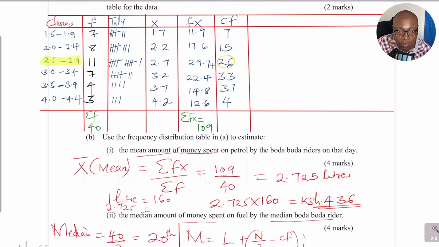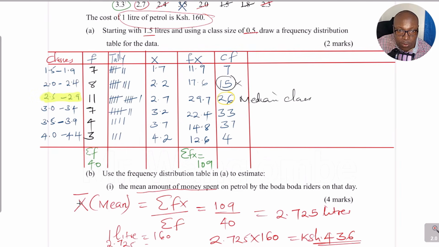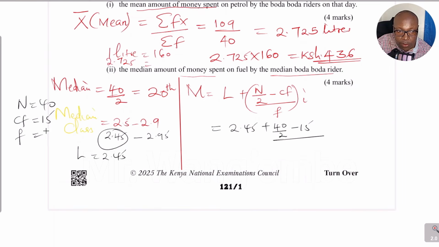Then CF is the cumulative frequency above the median class. The median class is here. So the cumulative frequency above that class, CF, is 15. So subtract 15, then divide by the frequency of the median class. The frequency of the median class is here. It is 11.